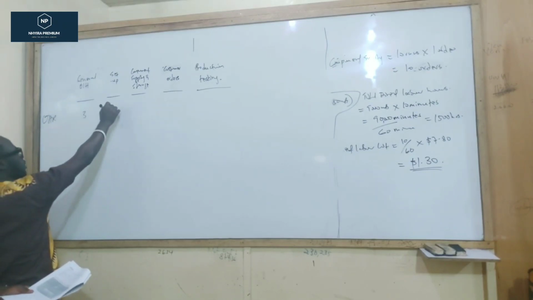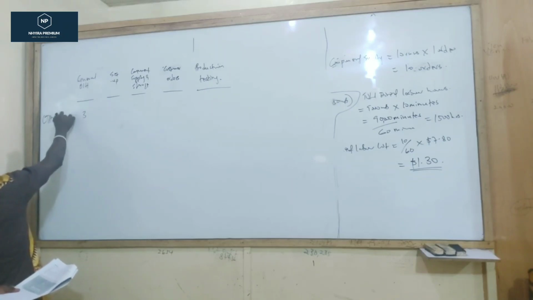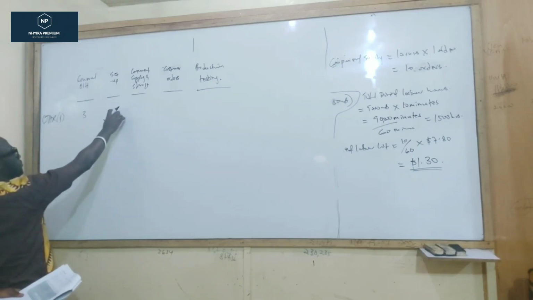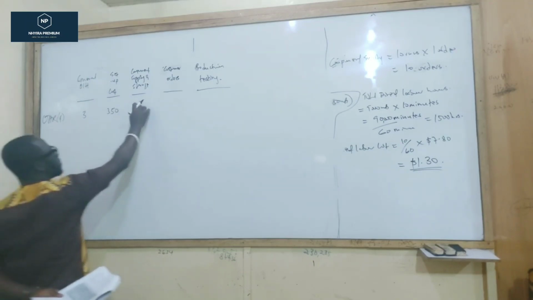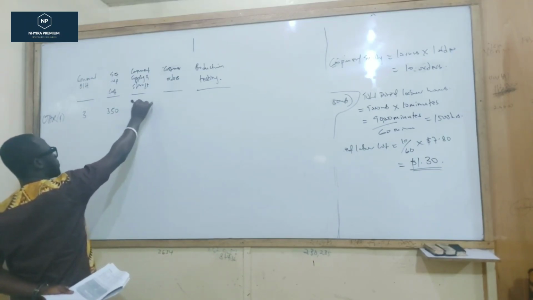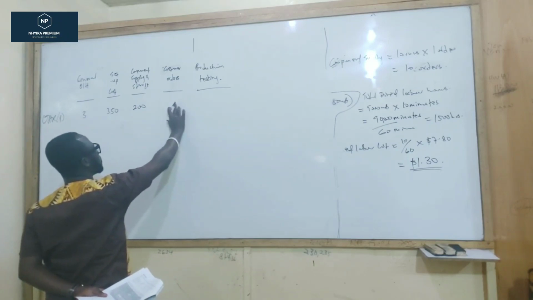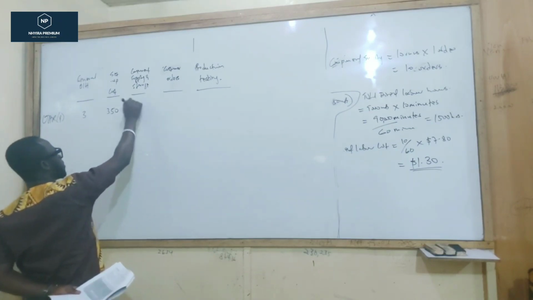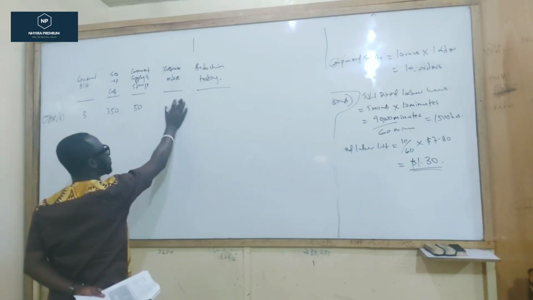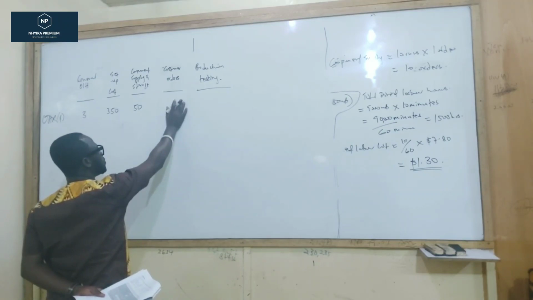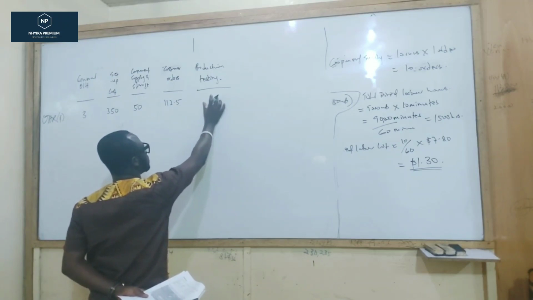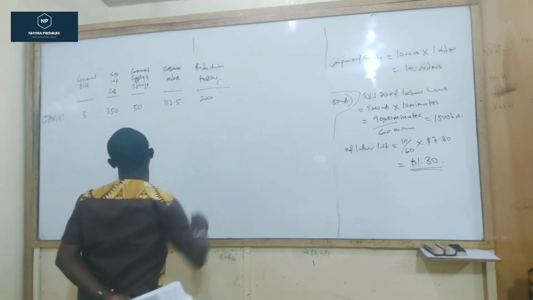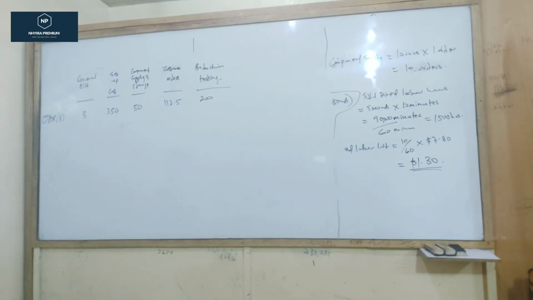3. Setup, 350. Supply is 50. Customer orders, 2.5. Production testing, 200. So these are the overhead absorption rates respectively.